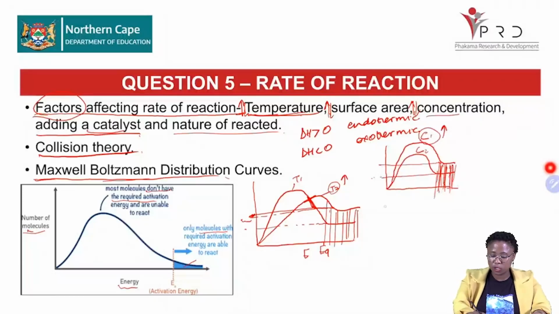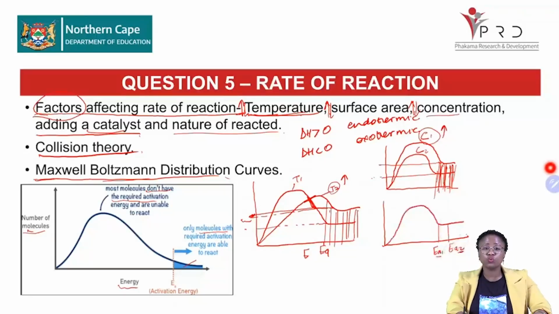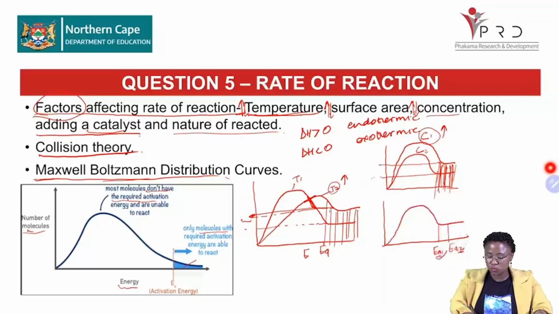Another graph that I quickly want to show you, the last one, is the catalyst graph. So the catalyst graph does not really have two graphs if they are using the Maxwell distribution curve. It will always be one graph. But what you will notice is it will always have two activation energies, okay? So you have activation A1, activation A2. Now they will always ask you which one between A1 and A2 indicates the catalyzed route. So the catalyzed route will be A1.